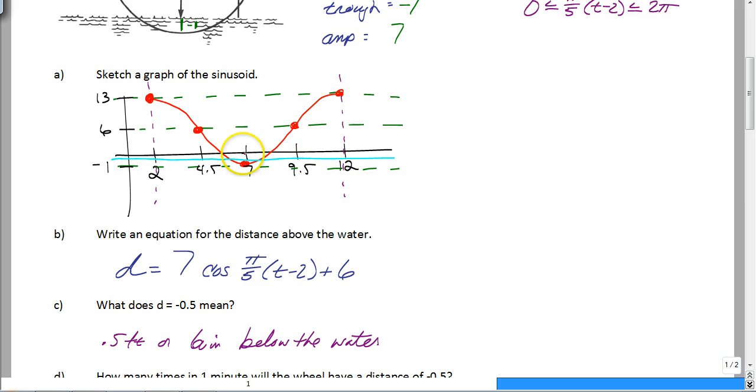1, 2. It's going to hit 6 inches below the water twice, because think about it, it's going to hit -6 inches as the wheel's going down, then it's going to reach its minimum of 1 foot below the water, and then on its way back up, it's going to hit -6 inches again.